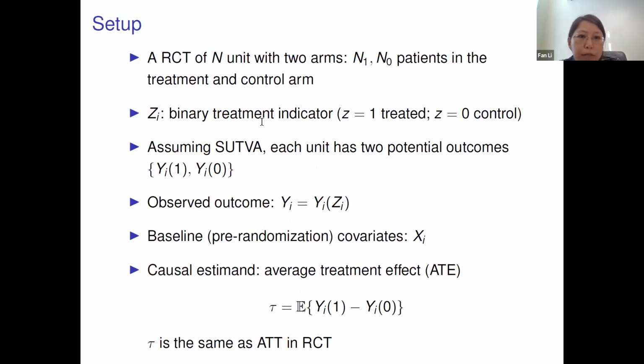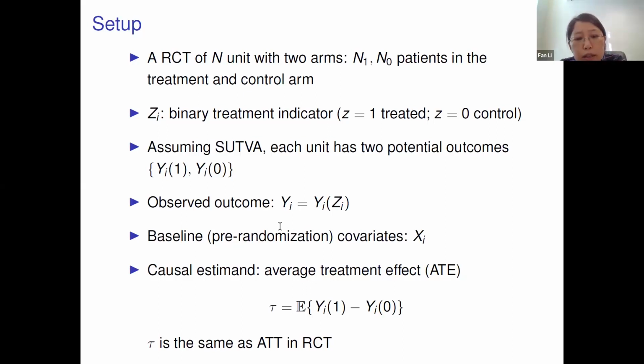Imagine we have an RCT with n units and two arms. I use Z to denote the binary treatment indicator, assuming the stable unit treatment value assumption, a common term in causal inference. Each unit has two potential outcomes, y1 and y0, and of course we only observe one of the two for each unit. Then you have a bunch of baseline, pre-randomization covariates, xi.